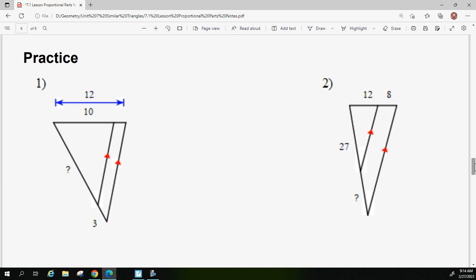As ever, we have 8 practice. Take your time on these. Always ask if you get stuck, and good luck.